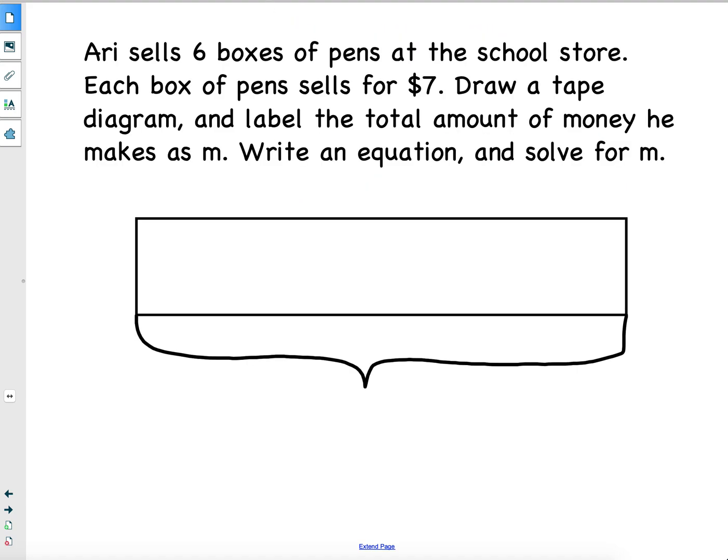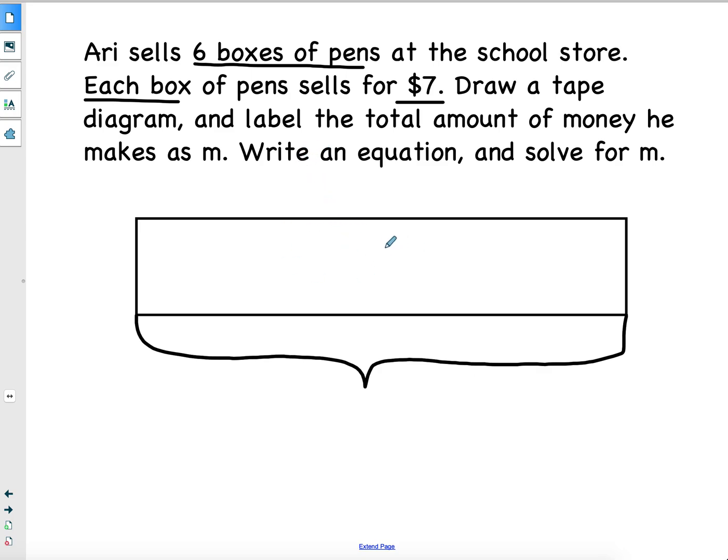So let's try one. Well, I'm going to try one and show you how we do this. Adi sells 6 boxes of pens at the school store. Each box of pens sells for $7. Draw a tape diagram and label the total amount of money he makes as M. Write an equation and solve for M.